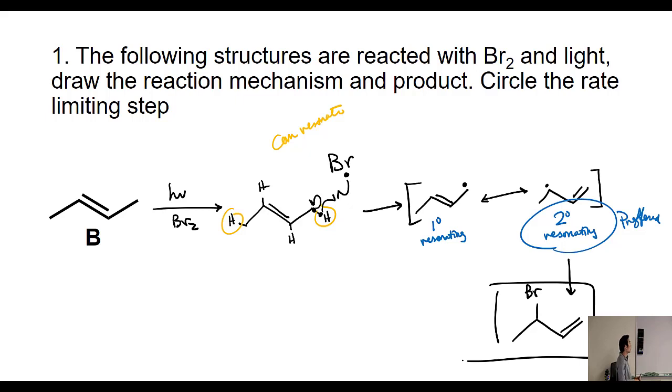So what would be the rate limiting step? The rate limiting step I'll get into when we go to question 2. It'll make sense when we go to question 2. So that end is a product, and that would be the mechanism between the beginning and the end, right? Yes. Okay, that makes sense. Alright.